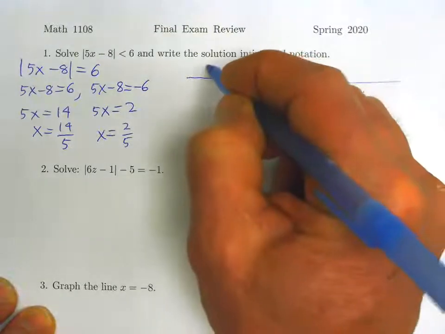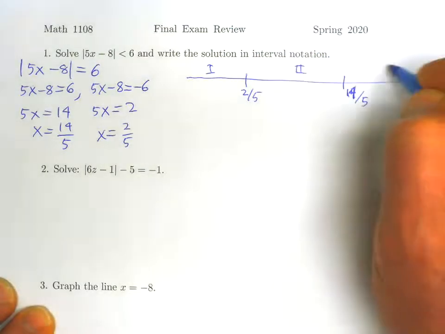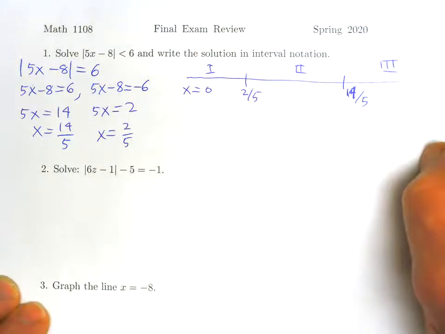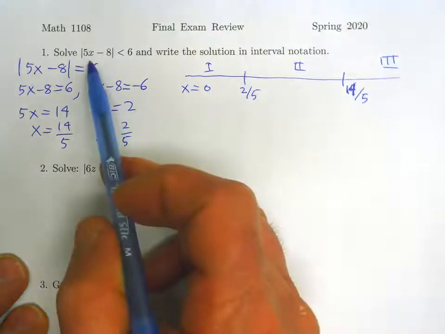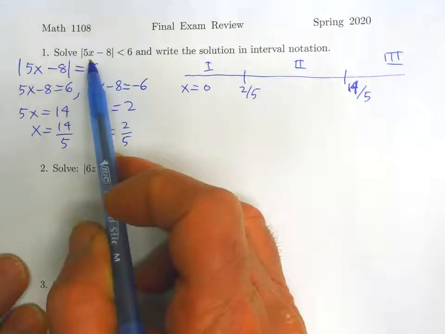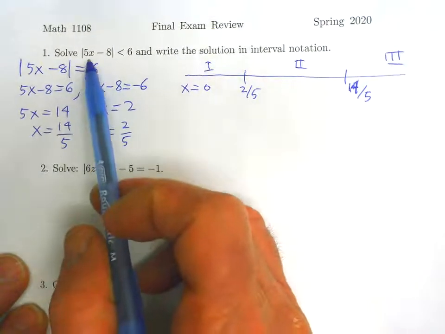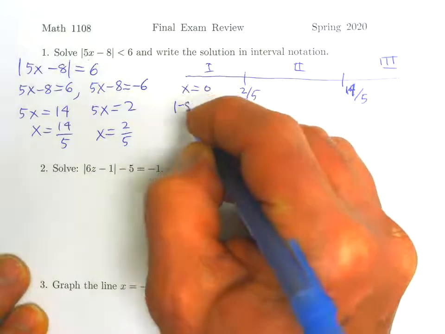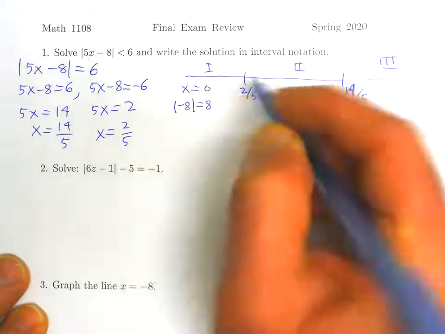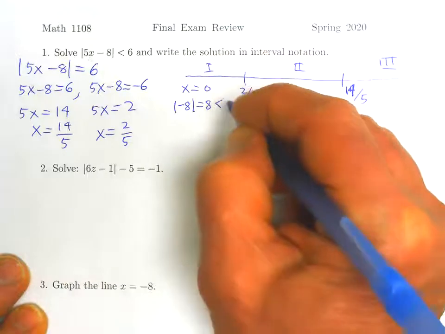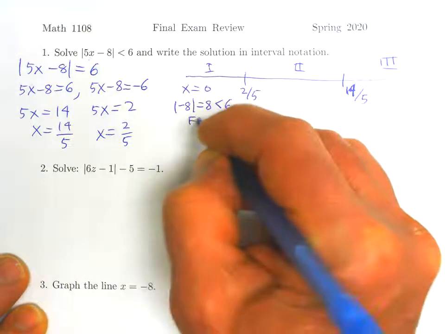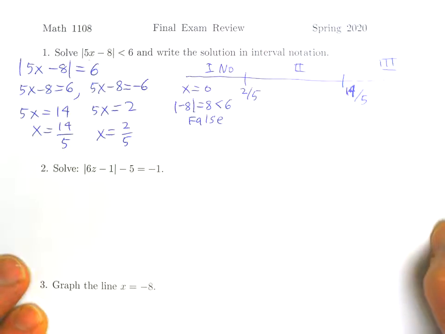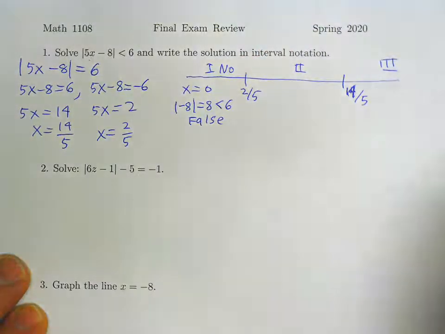Okay, in the first interval, we can pick x to be 0 in that interval. And then in the inequality, when you replace x with 0, 5 times 0 is 0, and the absolute value of negative 8 is 8, but the inequality 8 less than 6 is false. So none of the numbers from negative infinity to 2 fifths are solutions.